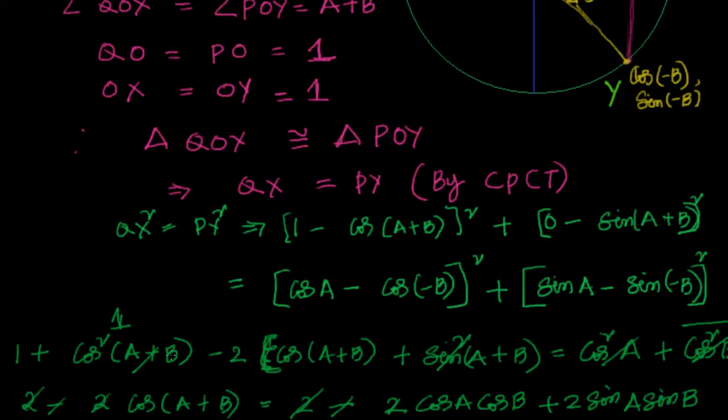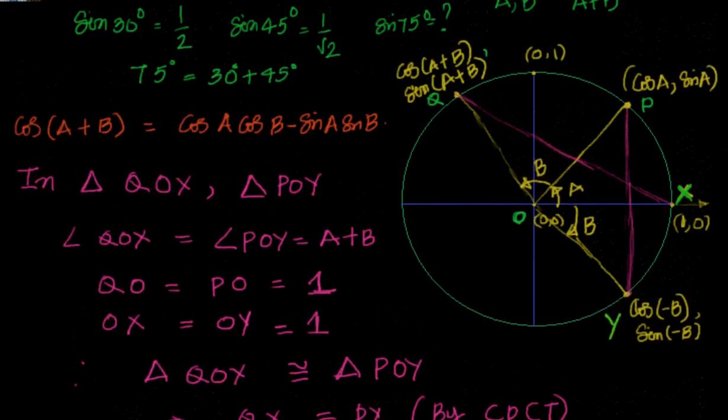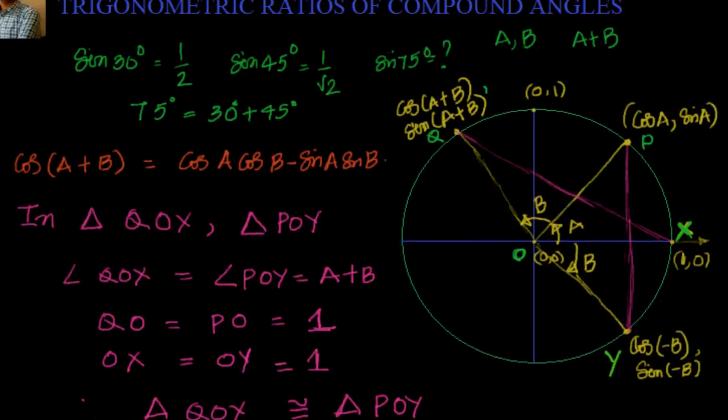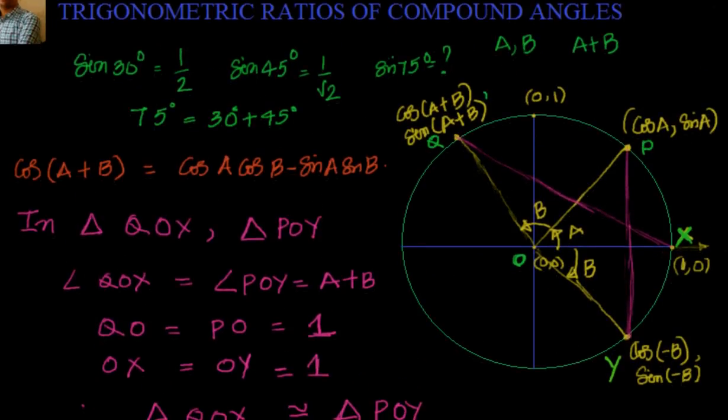See, this is nothing but equal to 2 minus of 2 into cos A plus B equal to 2 minus of 2 cos A cos B plus 2 sin A sin B. Now what I will do first is, I will take this 2 on both sides, cancel it out. I will have a minus 2 cos A plus B equal to minus 2 into cos A cos B minus sin A sin B. Minus 2, if I take it out, I will get cos A plus B equal to cos A cos B minus sin A sin B. I hope you should be able to do that. So you can see now, I know cos A plus B equal to cos A cos B minus sin A sin B.